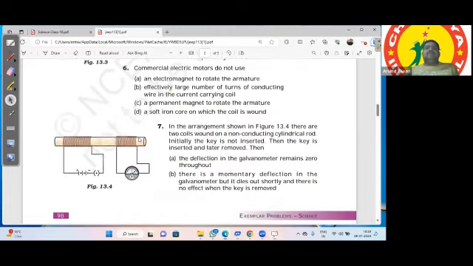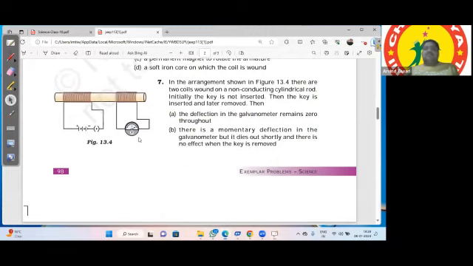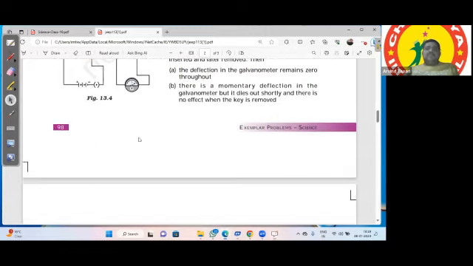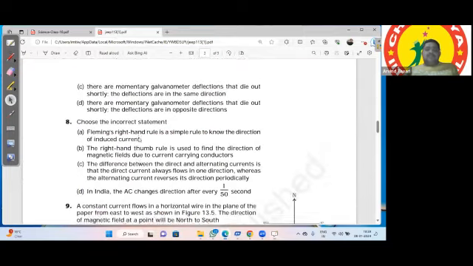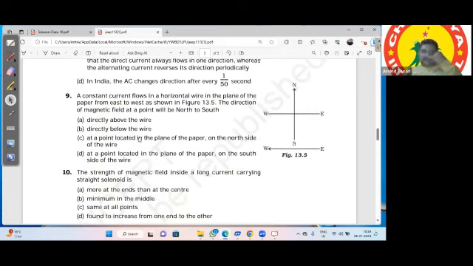See, commercial electric motors do not use this, so leave this. You do not have motor in your syllabus. This one is also not in your syllabus. Electromagnetic induction, right hand rule is also not in your syllabus. But you can answer this ninth one. See question 9.